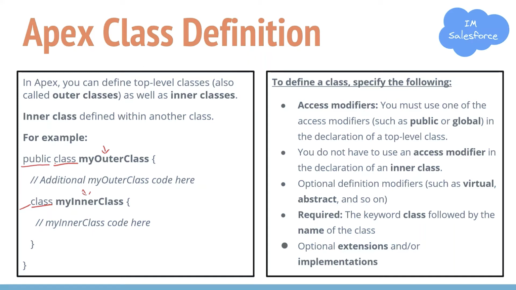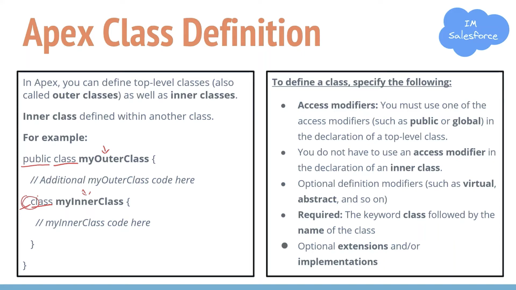Moving ahead, to define a class, we have to specify the following, starting with access modifiers. You must use one of the access modifiers, such as public or global, in the declaration of a top level class. So your top level class, MyOuterClass, can be public or global. It cannot be private or protected. You do not have to use an access modifier in the declaration of an inner class, as in this example, where we haven't used any access modifier for the inner class.